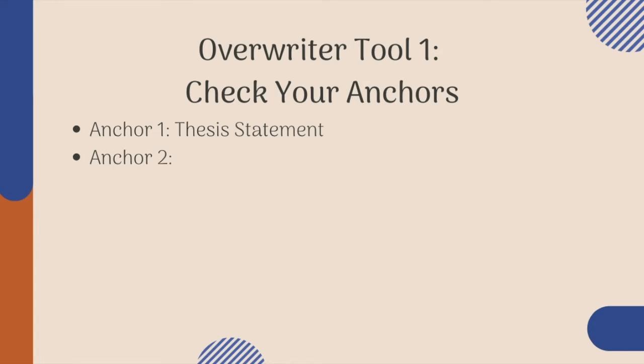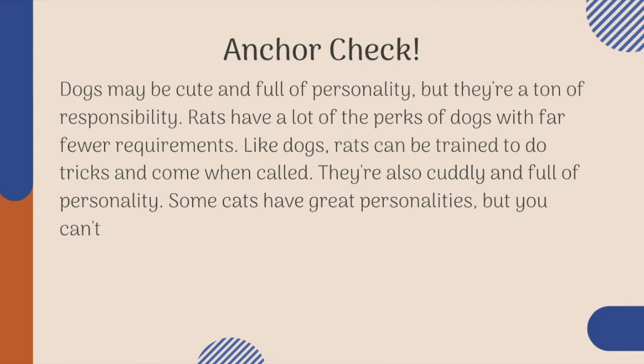There are 2 big places to look for anchors in your draft. You can look for your thesis statement, which usually comes in the introduction and tells you what your entire paper is about. And for each individual paragraph, you can look for your topic sentences. And your topic sentences will help you know what you're trying to achieve in that particular paragraph. So let me show you an example. I'm going to do an anchor check for this paragraph.